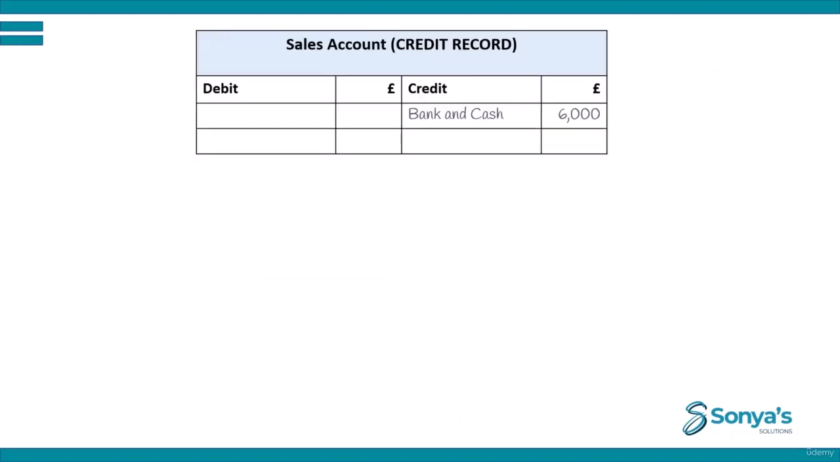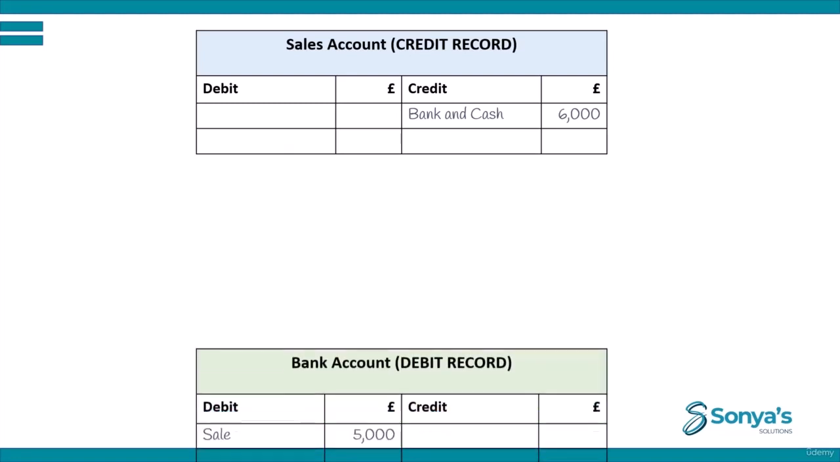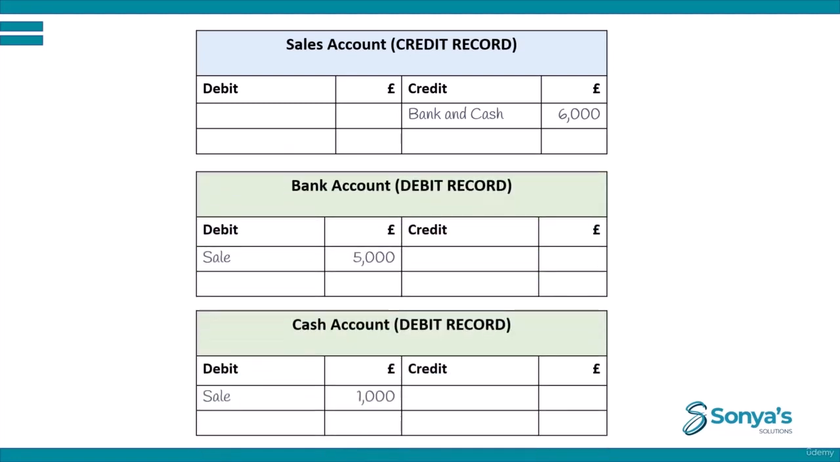Sometimes in a double entry bookkeeping system, you'll see the total recorded in one account. So £6,000 has been recorded in the sales account. Then how the money has been distributed is recorded in the other accounts. £5,000 was banked and £1,000 cash was retained. There are circumstances where this is all right, providing the entries balance. They do, as the debits total £6,000, which is equal to the credit entry.